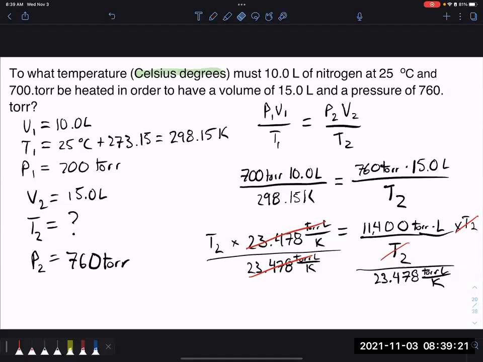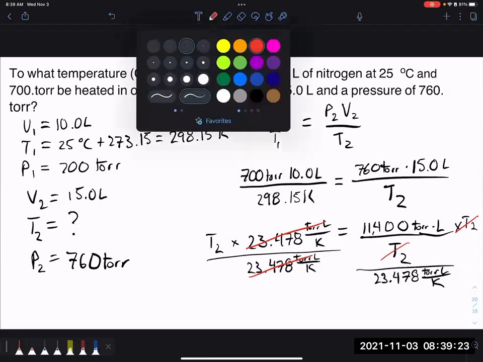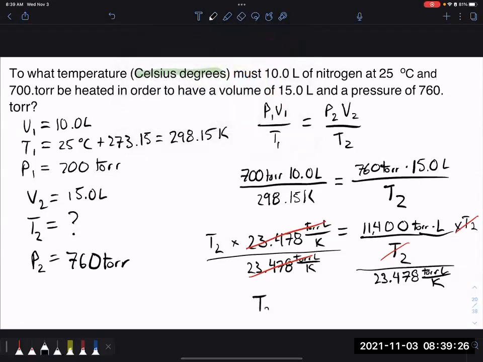So temperature 2 is going to be 485.56 Kelvin, but we're not quite done yet because this is asked for degrees Celsius.